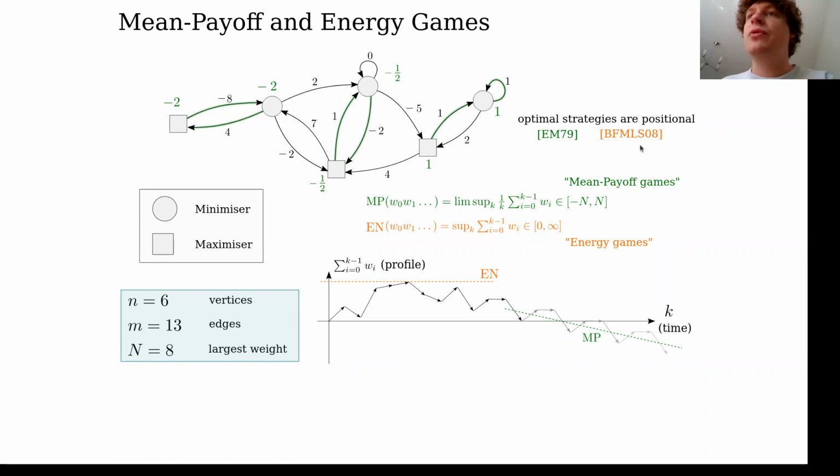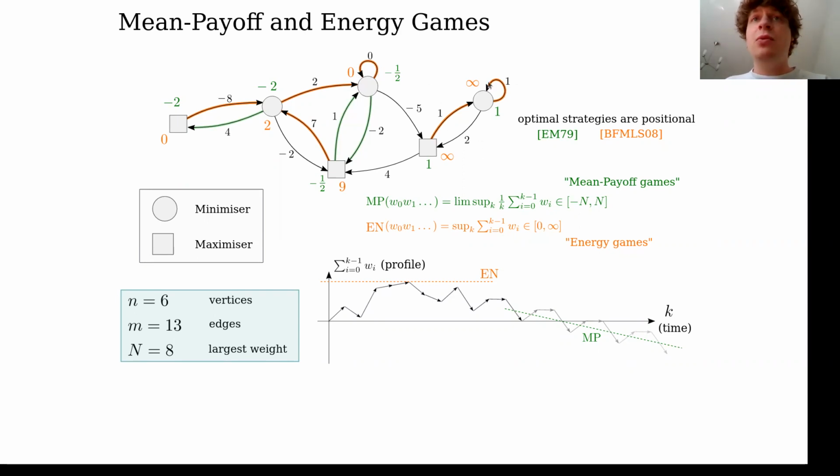Now, this is also true for energy games, that optimal strategies are positional. So let's try to look at this example now from the point of view of the energy game. The optimal strategy for the energy game is displayed in orange. From this top vertex here, the minimizer can ensure to never go positive in the profile. So since the profile will stay at 0, the energy will be 0.